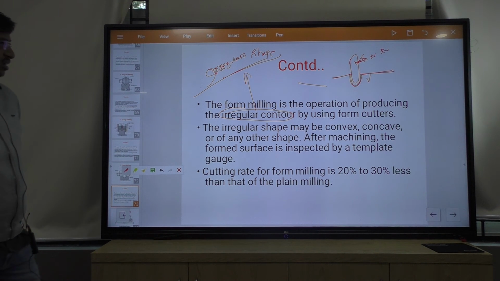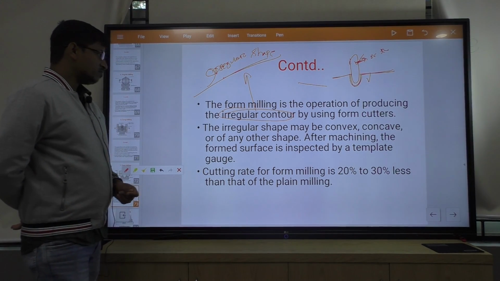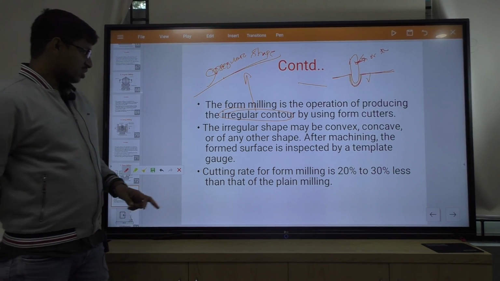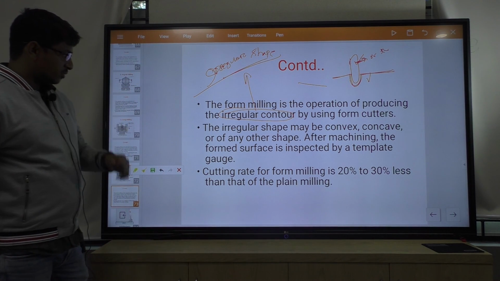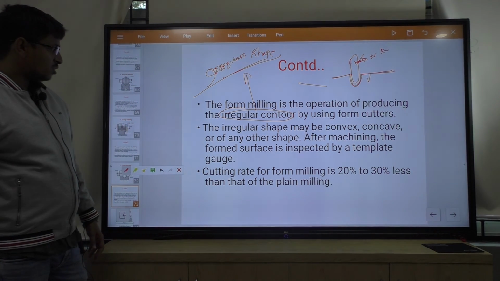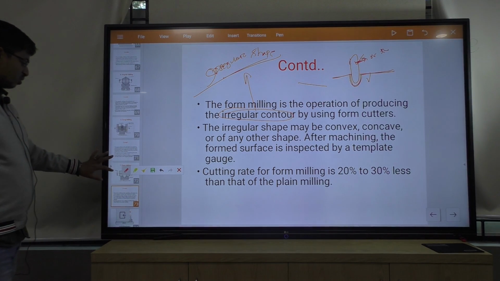This is called form milling. Form milling is the operation of producing irregular shapes by using form cutters. The irregular shape may be convex, concave or any other shape. After machining, the formed surface is inspected by a template gauge. This is form milling.